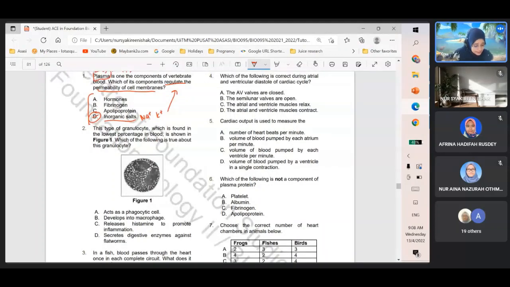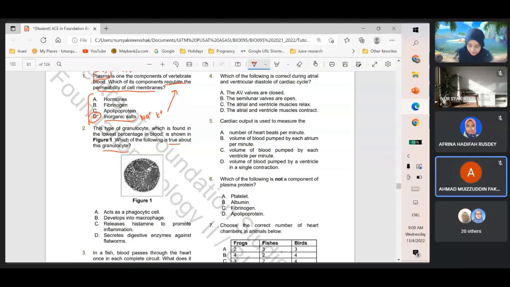Second question. Okay, second question ni, Muiz, would you like to have an attempt to answer this question? Okay. Saya cuba ya. This type of granulocyte, which is found in the lowest percentage in blood, is shown in figure 1. Which of the following is true about this granulocyte? My answer is B. Develop into macrophage.